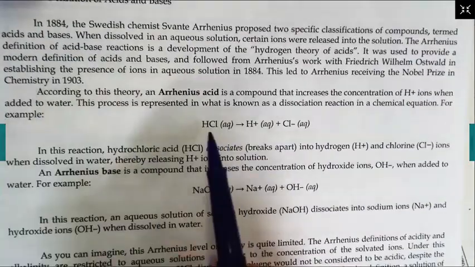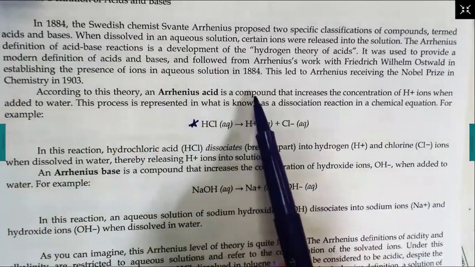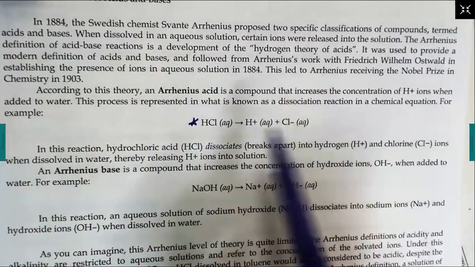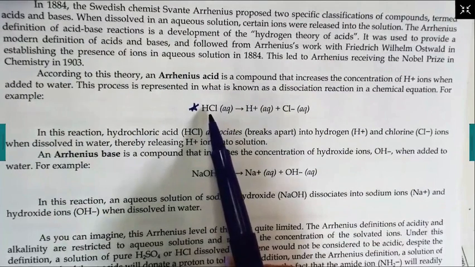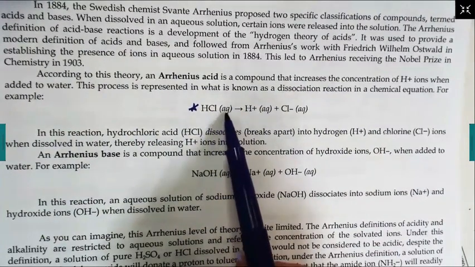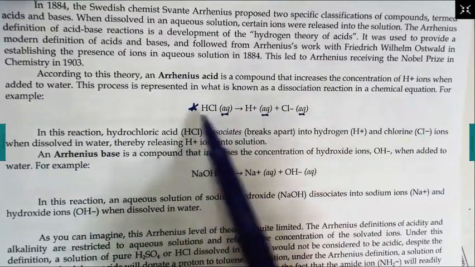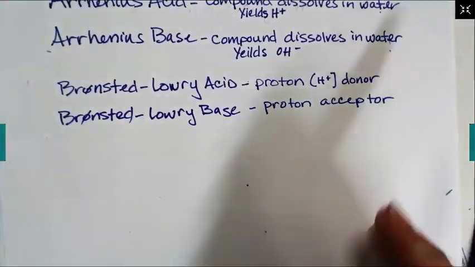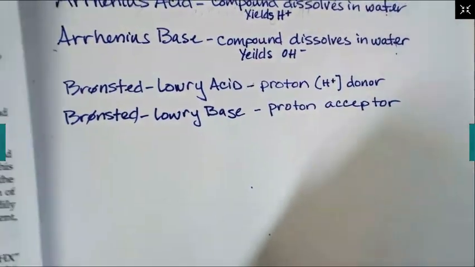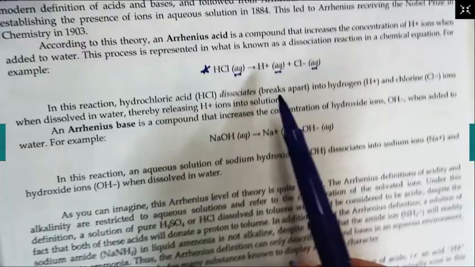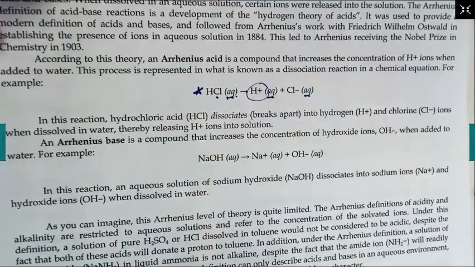So this is an example of an Arrhenius acid compound. HCl, we know that as hydrochloric acid. And if we look at Arrhenius, it says in solution in water. That's why we're aqueous, right? An acid is anything that increases the hydrogen ion concentration, right? It dissolves in water and yields hydrogen ion. So this dissolves in water and yields hydrogen ion, Arrhenius acid.